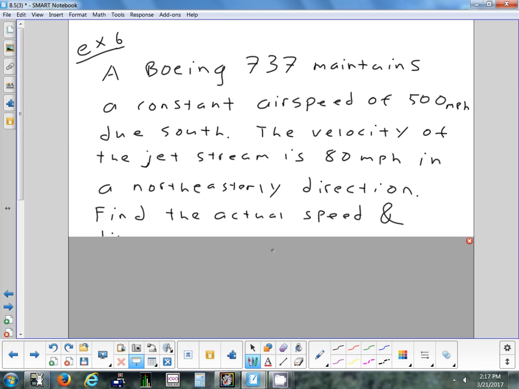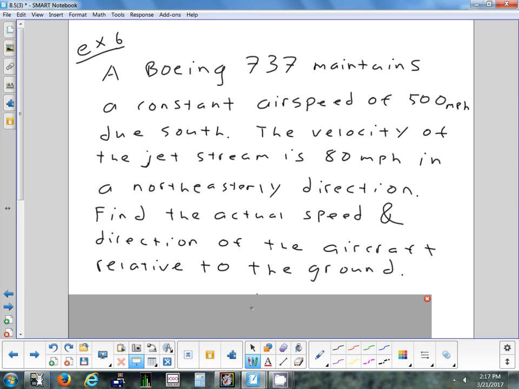I want to find the actual speed of the airplane, taking into account the jet stream, and the direction, relative to the ground. So overall here, is the jet stream going to help the plane, or is it going to slow the plane down? It's going to slow it down. The plane isn't flying directly into it, but the jet stream is blowing north and east. The plane is trying to go south. So the jet stream's not helping it. It's going to slow the plane down a little bit.